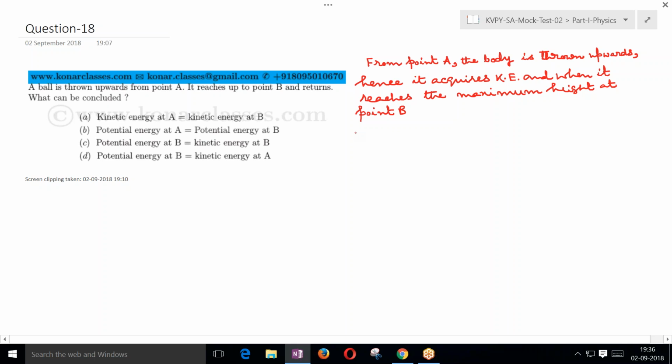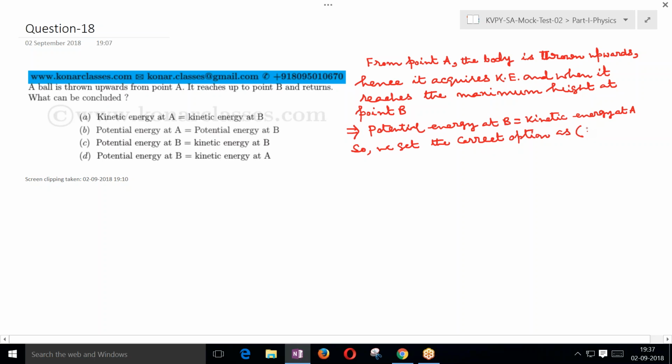So what can we conclude? We can conclude from here that potential energy at B is equal to kinetic energy at A. So we get the correct option as D.